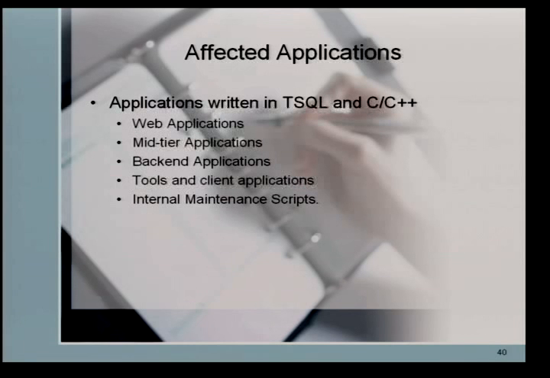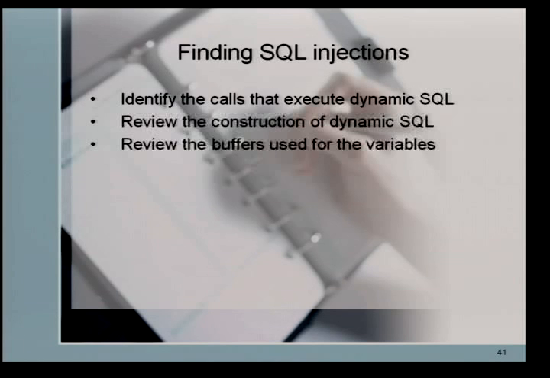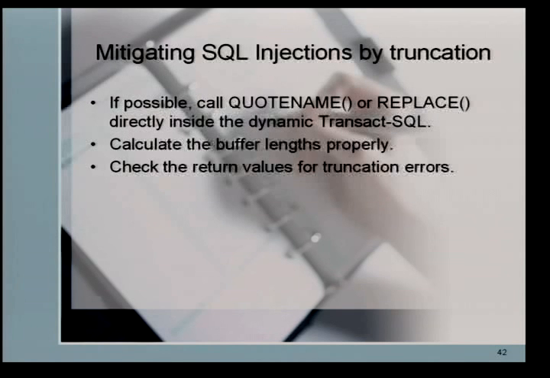As I said before, anywhere you write dynamic SQL code in T-SQL or C++ applications, you might have these issues. Finding SQL injection issues, I generally rely on code reviews. I identify all the APIs that are used to execute dynamic SQL statements. I review the construction of dynamic SQL and review the buffers that are used in the dynamic SQL. How do you mitigate them? Call the QUOTENAME or REPLACE function directly inside the command, or calculate the buffer length properly, and in C and C++, check the returned values.